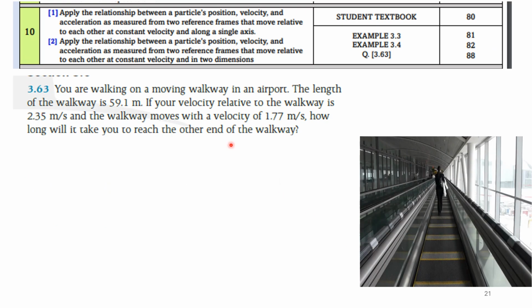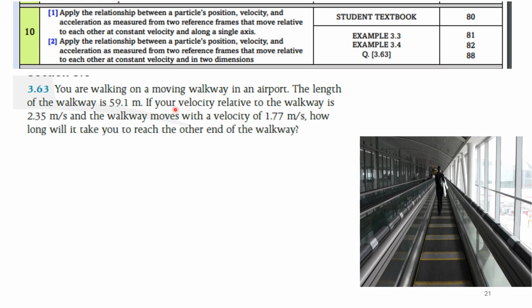Now, moving to bullet number 10. I'll discuss bullet number 9 in a different slide. In this part, we have to apply the relationship between a particle's position, velocity, and acceleration as measured from two reference frames that move relative to each other at constant velocity along an axis. For this I choose this famous example of 3.63.